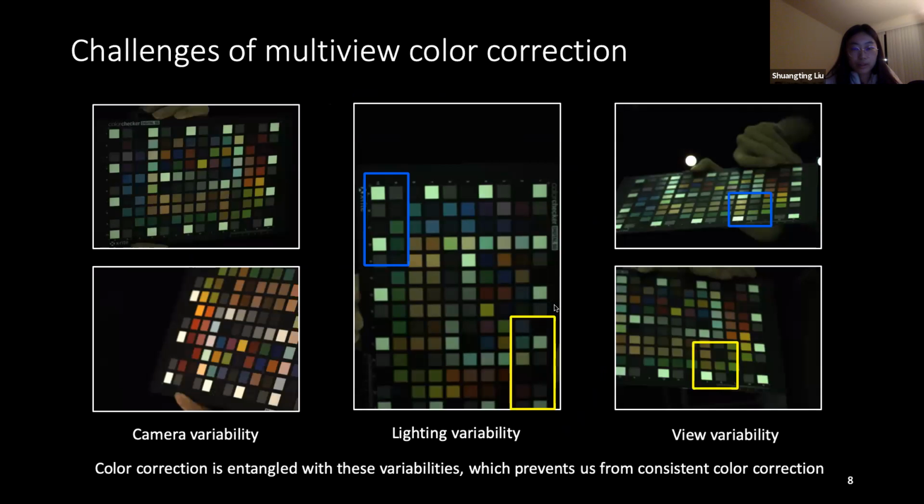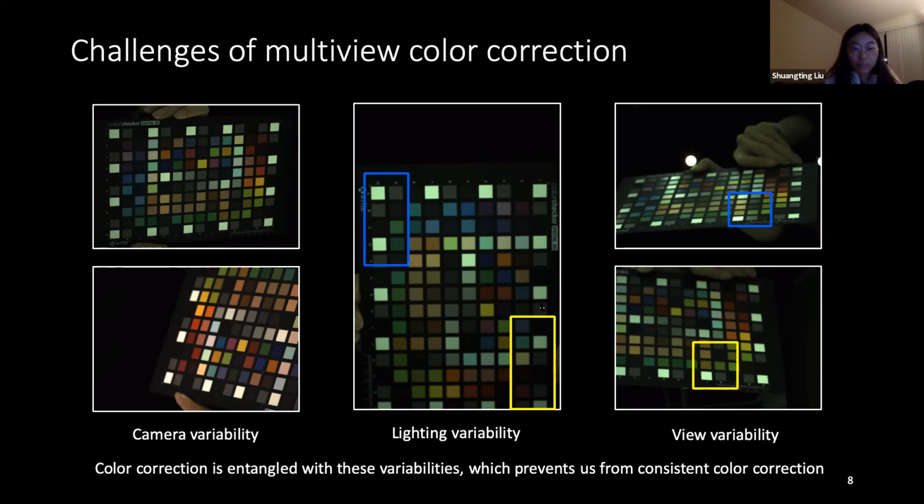So why is it challenging to do color correction in the multi-view setting? Because in the single view setting, we can just calculate the color transform by minimizing the distance between the transformed color and the reference color. The reference color is just a constant number provided by the producer of the color checker.